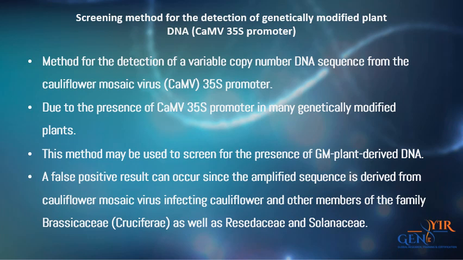A false positive result can occur since the amplified sequence is derived from cauliflower mosaic virus infecting cauliflower and other members of the family Brassicaceae, Cruciferae as well as Rhizidaceae and Solanaceae. Positive results derived from samples of Brassicaceae, Rhizidaceae and Solanaceae should therefore be treated carefully. Positive results may indicate the presence of a GM plant-derived product but should not be interpreted as proof of the presence of GM plant-derived products without additional confirmation.